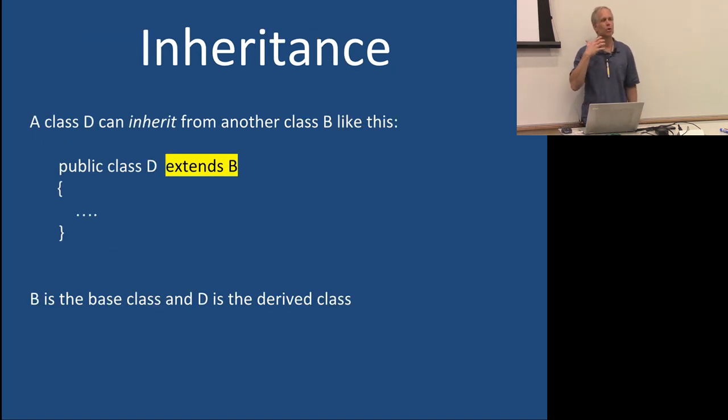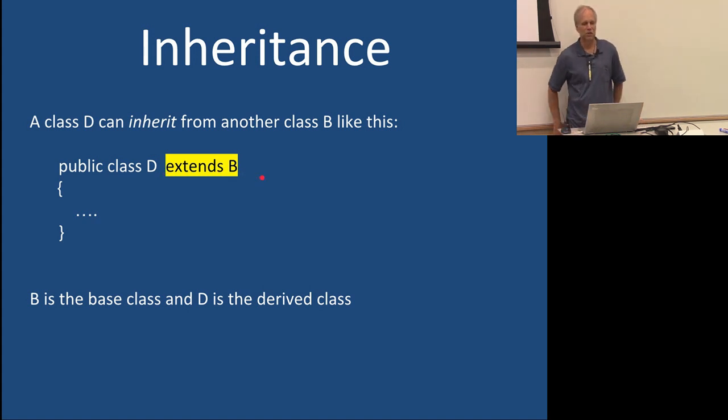Now, here's one we'll actually talk about in depth. Inheritance. So, a class D can inherit from another class B like this. You're used to saying public class D, and then you give the definition where the dots are. You can say class D extends B.